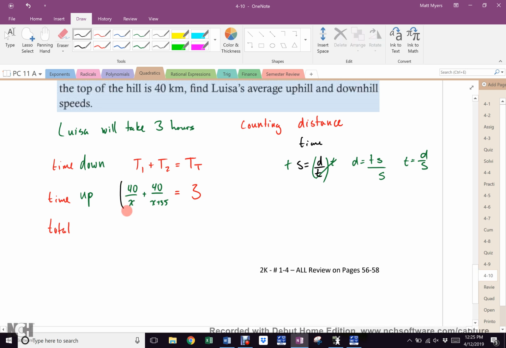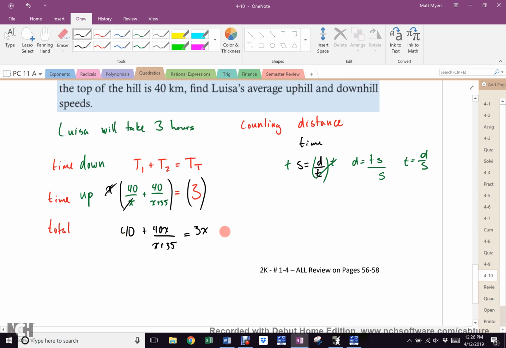How would I get rid of that x? Multiply what? Everything by what? X. What's going to happen to that x? It's going to what? X over x. What's going to happen? Cancel. 40. Oh, I see what you're saying. All right. Plus 40x over what? Still x plus 35. I can't cancel that x because this is x plus 35. Equals what?